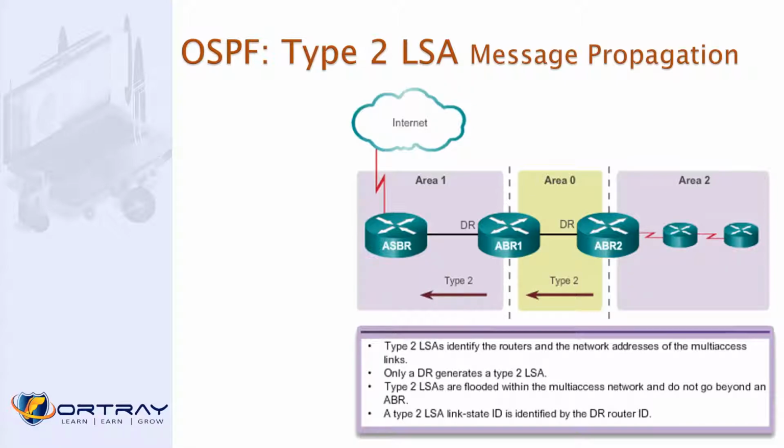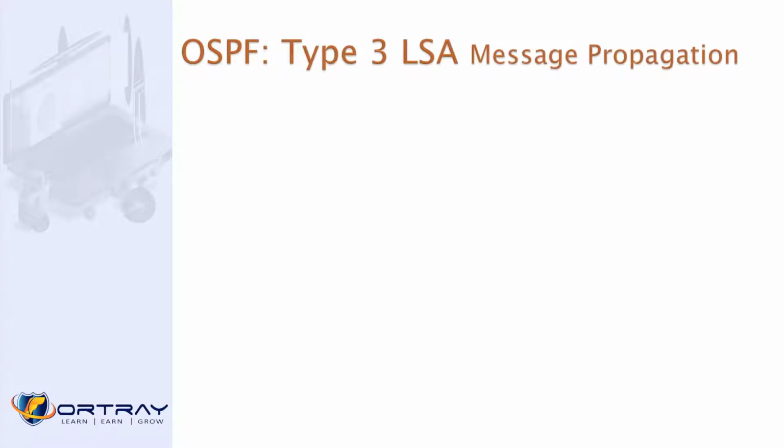Type 2 LSA identifies the router and the network addresses of the multi-access area. Only the DR generates the type 2 LSA. What is the DR? We will discuss later on. Think about it like this: all the routers send the update to the DR rather than to each other, which then sends it to the other routers. Type 2 LSAs are flooded within the multi-access network and do not go beyond the ABR. The type 2 LSA link state ID is identified by the router ID.